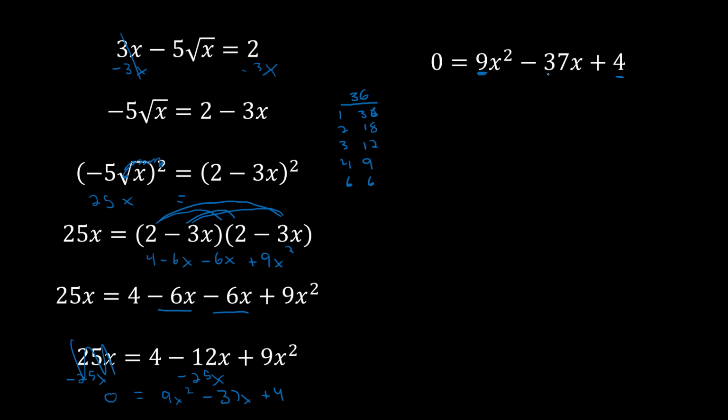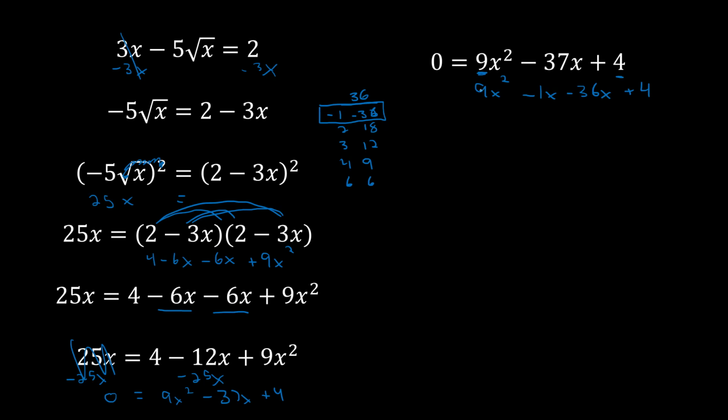Well, we want to try to add those together to get negative 37 back out. Well, if we had negative 1 and negative 36 right here, those would add up to be negative 37. Those would multiply to give you a positive 36. So what I want to do is use those and replace negative 37x with instead negative 1x minus 36x. And so we have 9x squared and then plus 4 still as well.